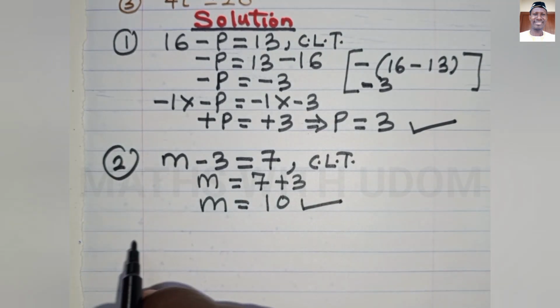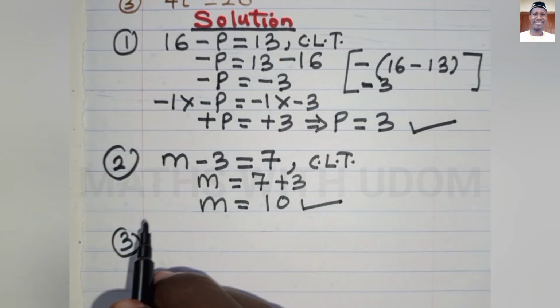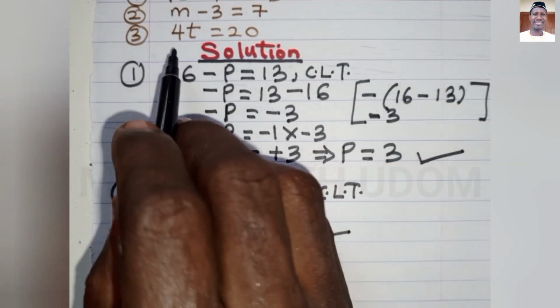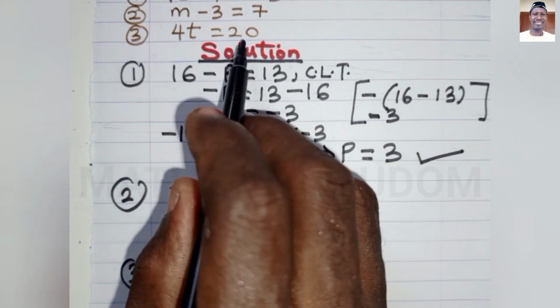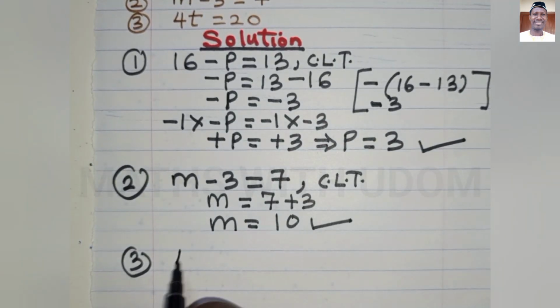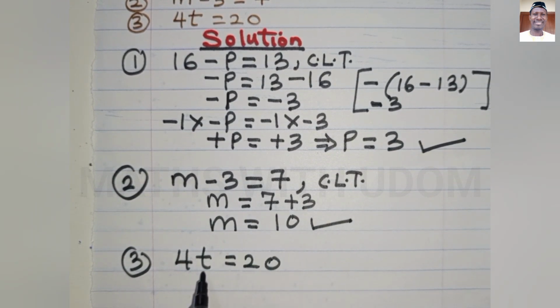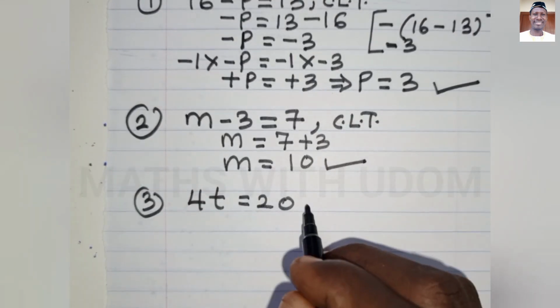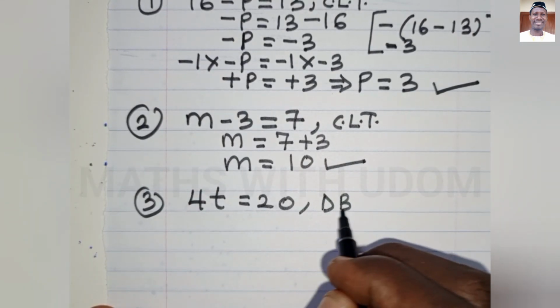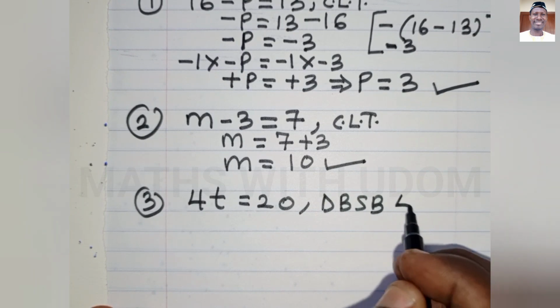Let's quickly solve the third question, question 3. Question 3 says from here, 4t is equal to 20. So I have 4t is equal to 20. I'm looking for the value of t, which is our variable. We don't know the value. So I'll divide both sides of the equation by the coefficient of t, which is 4. That is, divide both sides by 4.